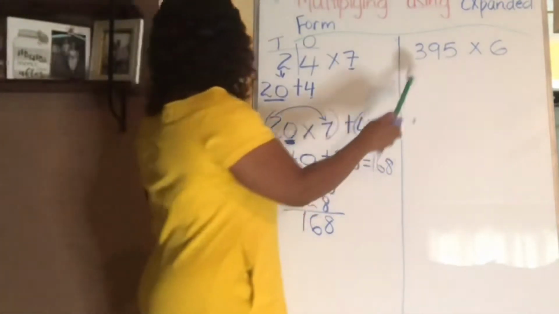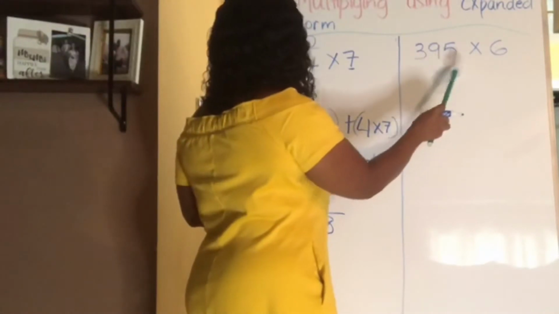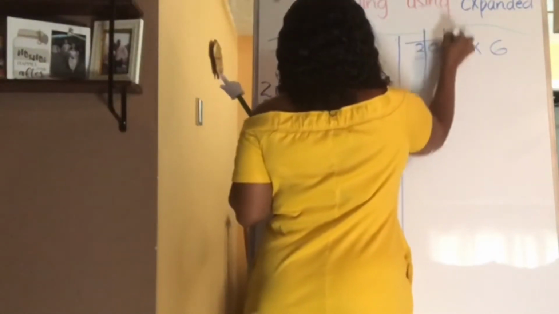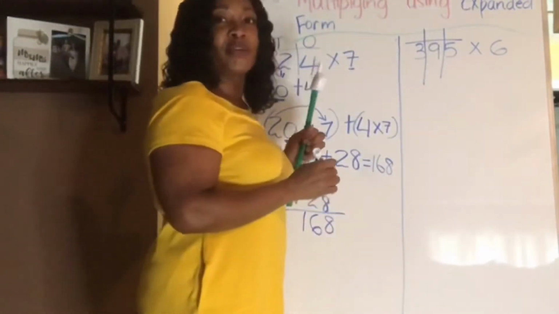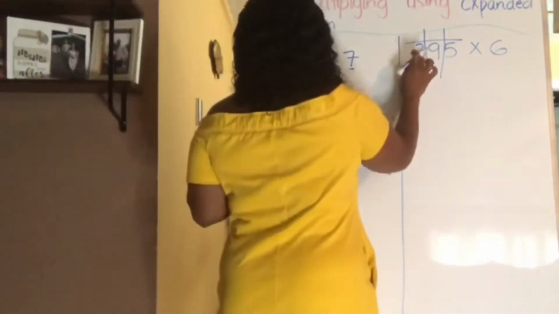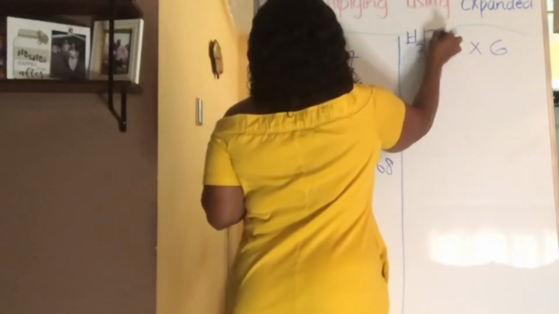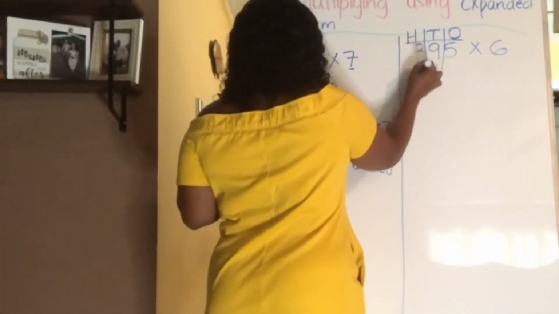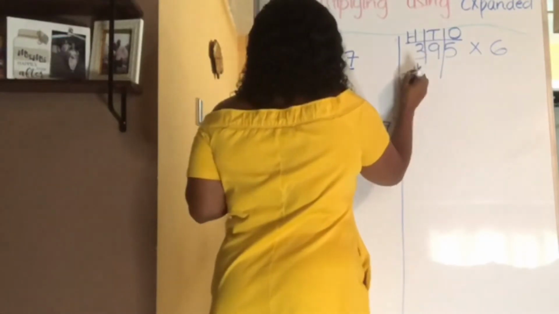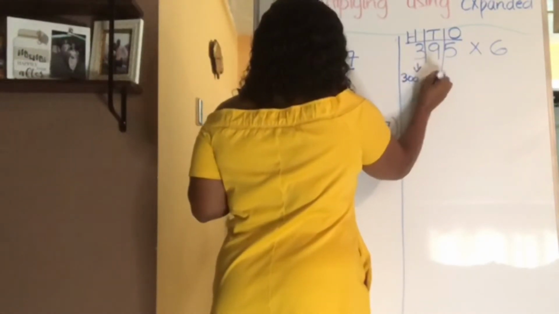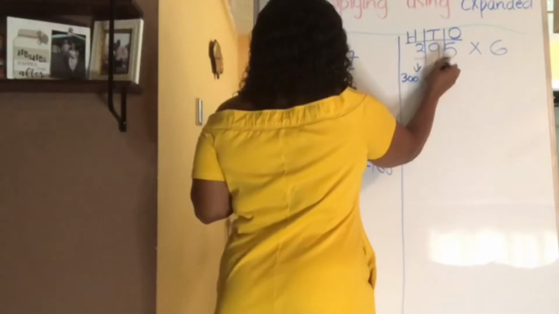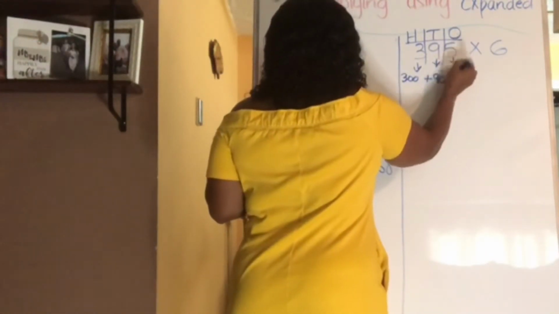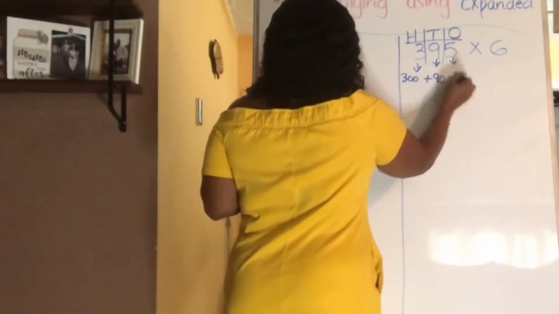So this one is 395 times 6. Again, we can draw our place value chart to make sure we have the correct numbers. So this is 300, 9 tens, and 5 ones. So 300 we know is written as 300, and we're putting plus. 9 tens, that's 90. And then 5 ones, we're adding that is 5.